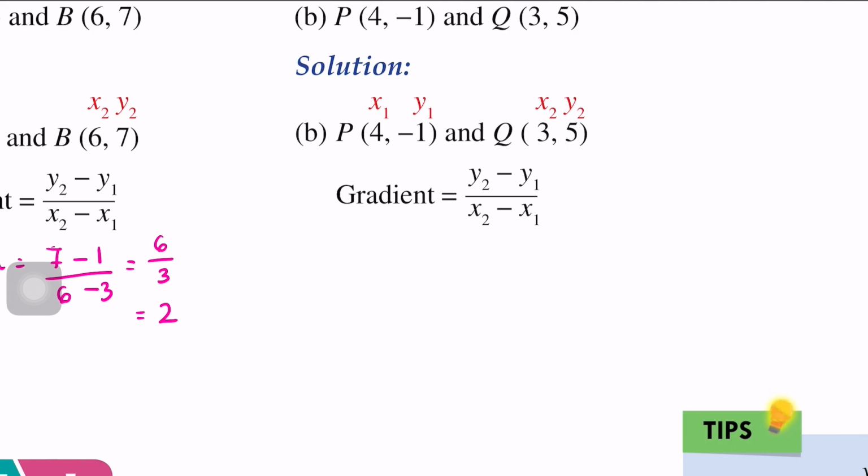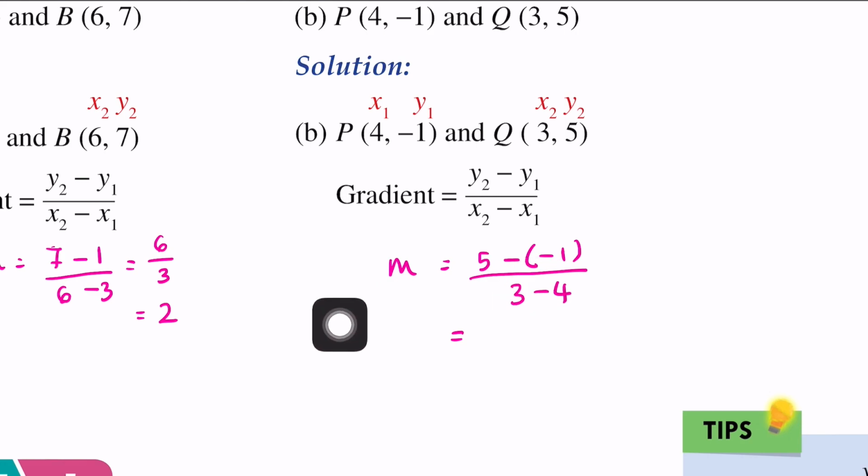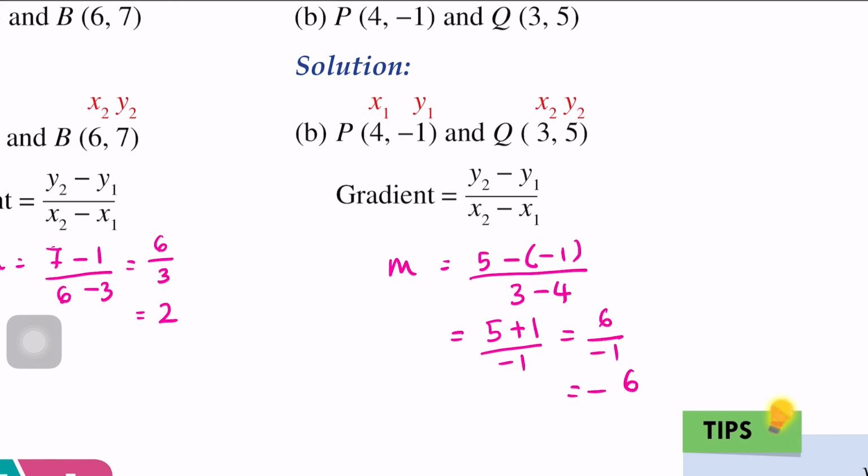B. So gradient is m. y2 is 5 minus, y1 is negative 1, so negative 1 in the bracket, divided by 3 minus 4. Minus my negative will become positive, so plus 1. 3 minus 4 is negative 1. So your answer will be 6 divided by negative 1, negative 6.